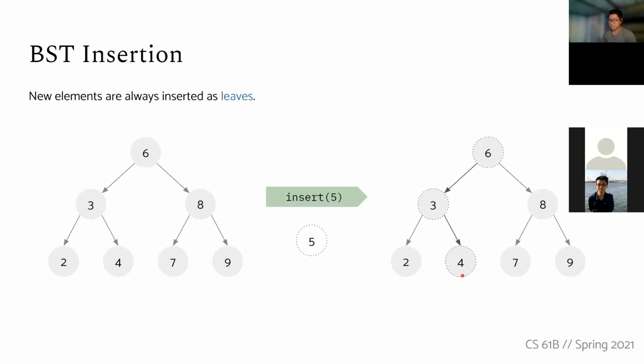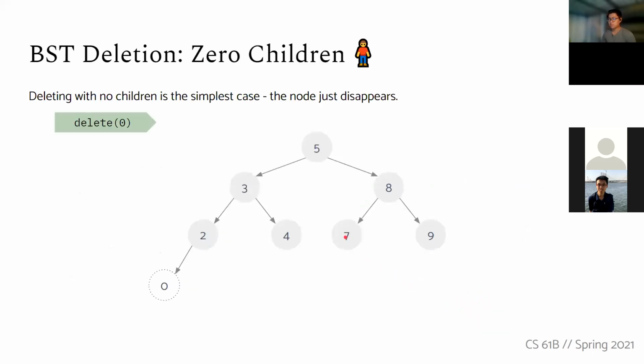And then we ask, hey, is 5 less than 4? No, it's greater than 4. So in this case, we would go down to the right subtree of 4. But since 4 doesn't have any children to its right, we would add it. We would put 5 as 4's right child. Yeah, so insertion hopefully was pretty simple.